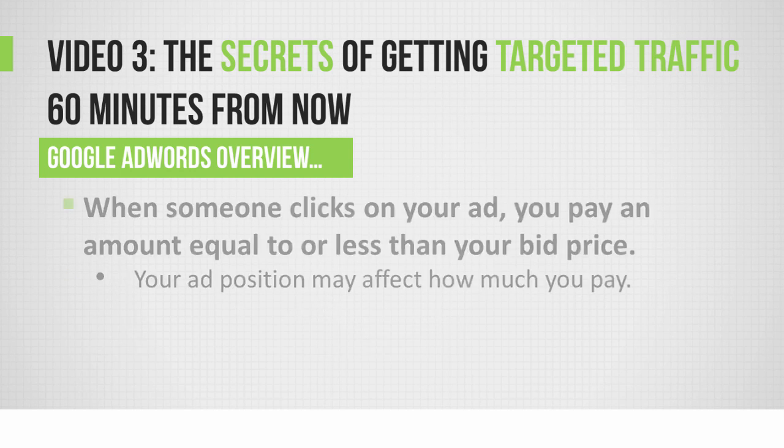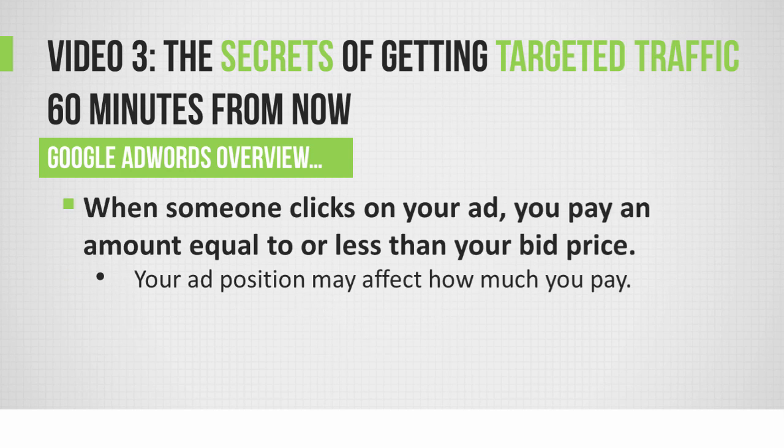So what happens when someone clicks on your ad? Well, you pay an amount equal to or less than your bid price. So if you bid 50 cents on a keyword, then you pay 50 cents, or possibly less, every time someone clicks on your ad.